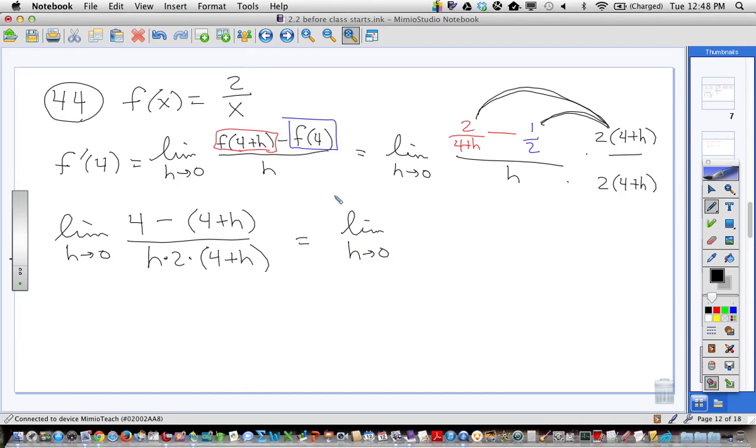What happens on top? The 4's cancel, I'm left with what? Careful. Negative 8. See, that's the problem when people don't put the parentheses. You'll end up with h there, and you'll have a wrong sign on your final answer. 4 minus h. You got to distribute that negative through there.